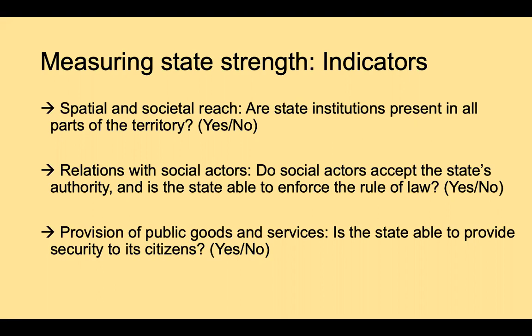So I've got 3 indicators that roughly correspond to the main elements or dimensions of state strength. First, spatial and societal reach. This is the question of, are state institutions present in all parts of the territory? That is, do they have a firm established presence throughout the country? Or more specifically, the territory. And this takes the values of either yes or no. We've got relations with social actors. The question here is, do societal actors accept the state's authority? And is the state able to enforce the rule of law?